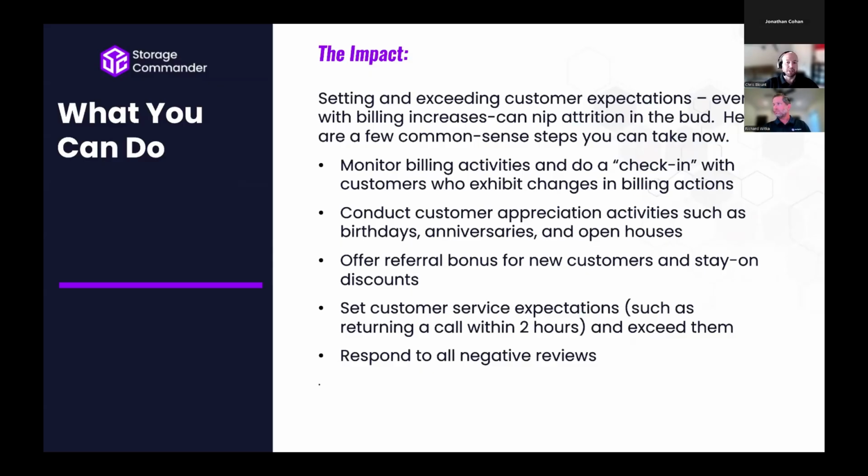Encourage retention with referrals and stay-on incentives, and clearly define the service standards. Work with your team to understand what capacity you have and how quickly you can respond to certain matters, and then exceed them constantly. That's going to help address any negative reviews, and it's going to put a good taste in your customer's mouth.